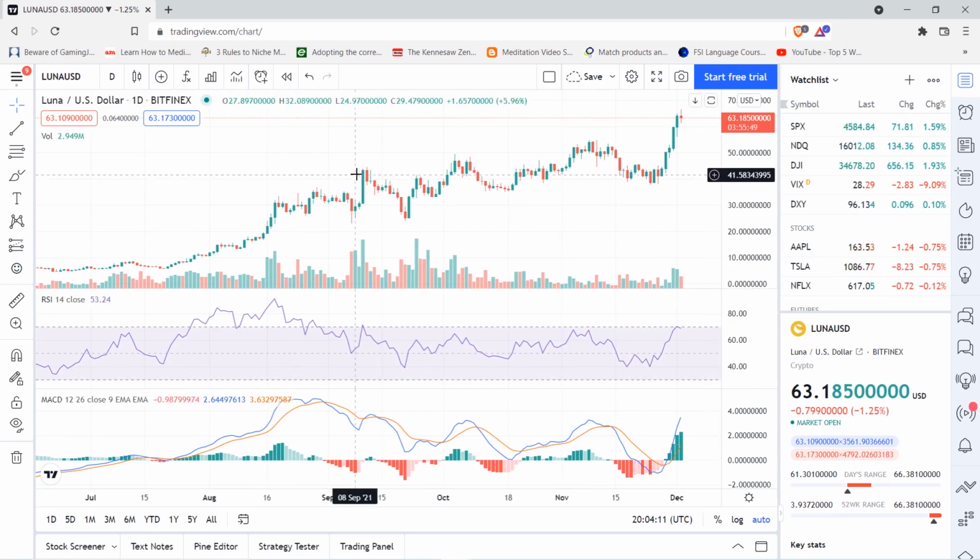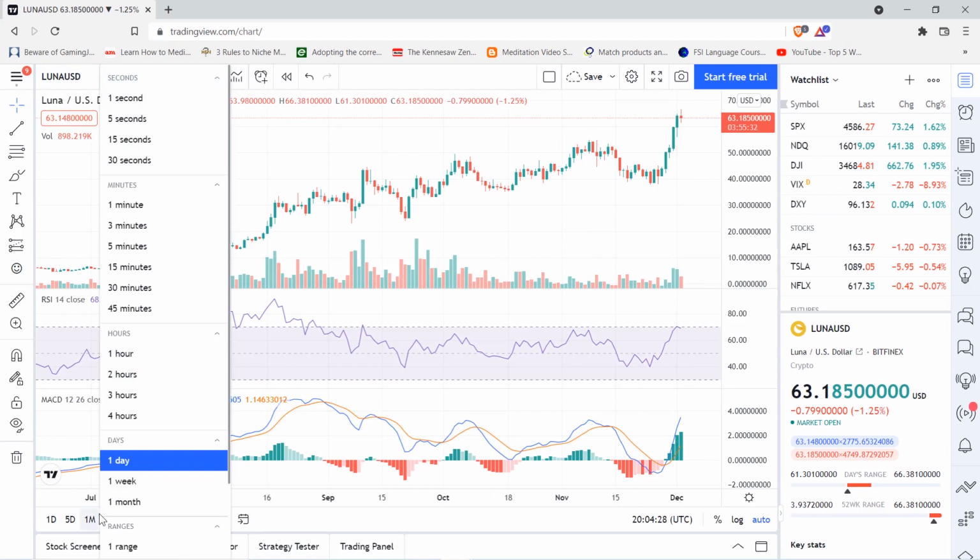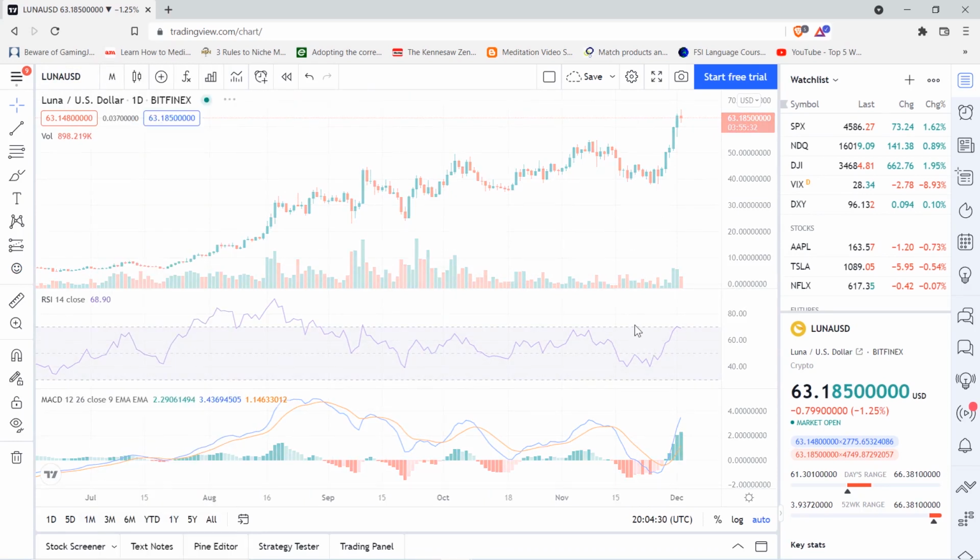And just look here. It had a couple of green bars, and then boop. But the biggest red bar was the bottom. Again, the biggest green bar is the top. And that kind of helps with momentum. But this is on the daily chart. Let's look at the monthly chart.